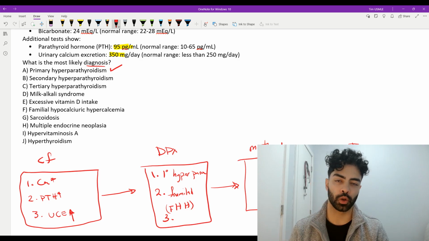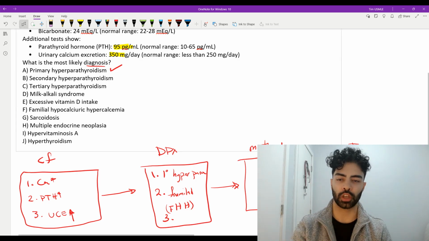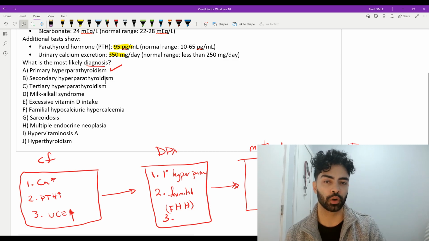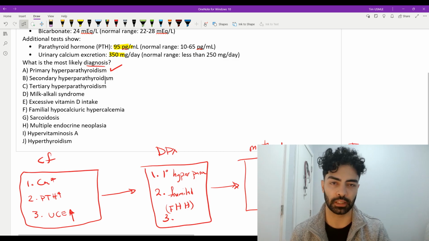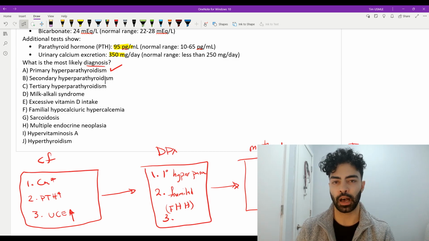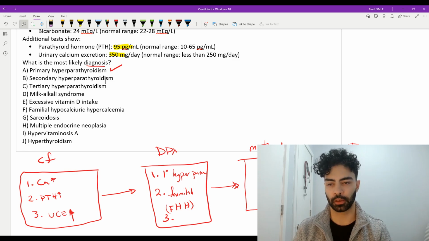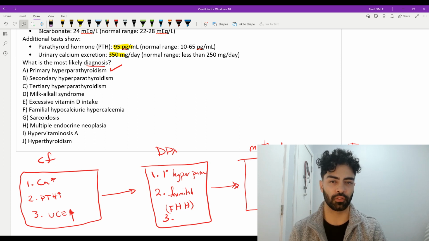With sarcoidosis, those sarcoid granulomas are producing the active form of vitamin D that is leading to hypercalcemia. Okay, so interestingly, lymphomas can also lead to hypercalcemia via the same pathway.